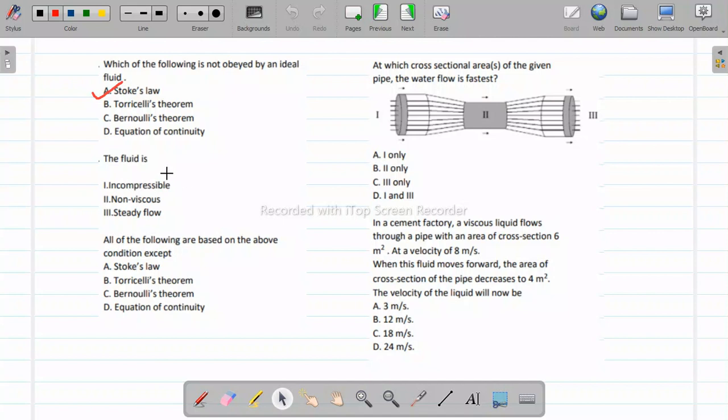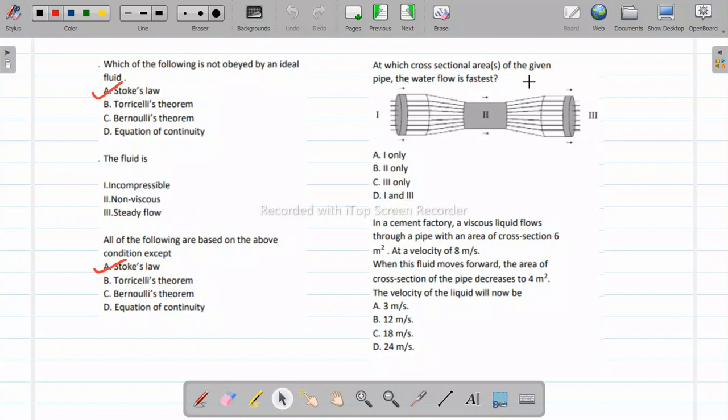Now, the fluid is incompressible, non-viscous, and it gives a steady flow. All of the following are based on the above conditions except... see, you can answer this question on the basis of the previous one. Stokes law is the one in which the fluid does not need to follow these three conditions. Whereas when it comes to Torricelli's theorem, Bernoulli's theorem, and the equation of continuity, we are dealing with an ideal fluid which is incompressible, which is non-viscous, and which flows steady.